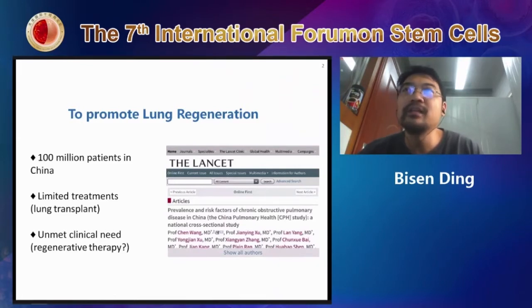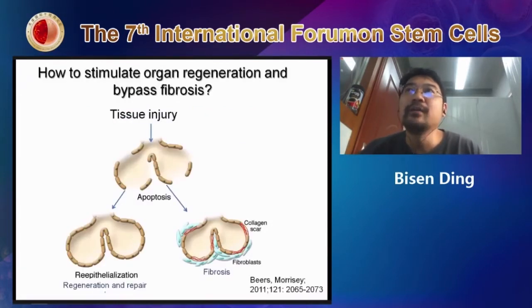And what we think is, in addition to the traditional treatment, such as steroid therapy, a promising direction could be a regenerative therapy. So if we can promote lung regeneration, but how to do this? This is pretty much an ultimate goal for human beings, how to regenerate an organ. And there is always a hurdle, which is scar formation. What we want is to stimulate organ regeneration and bypass the scar formation, which is fibrosis.